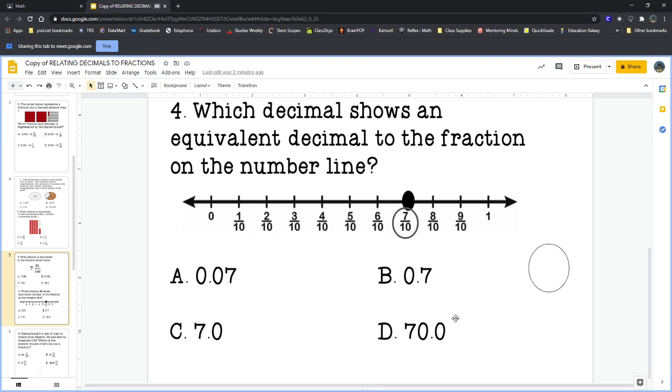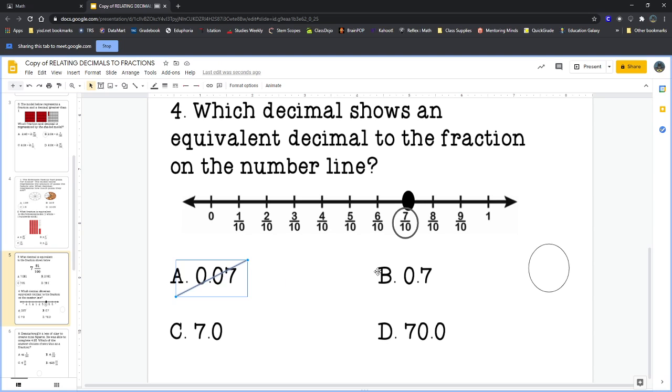D? Answer choice D. It only has one after the decimal, but there is one that has two. So look at your decimal and there we go. A. A has two numbers after the decimal. So I know it's not A. But that only gets rid of one answer choice.